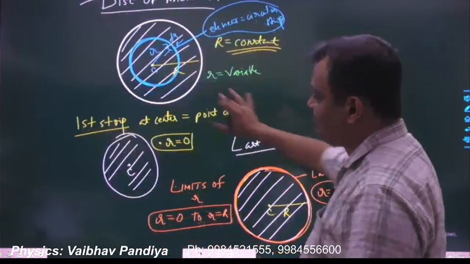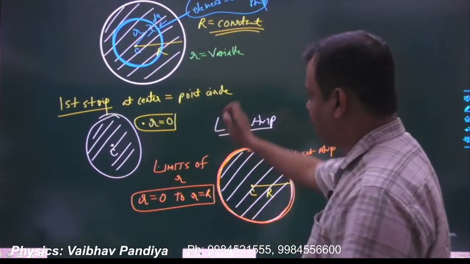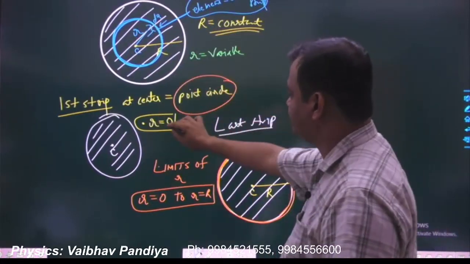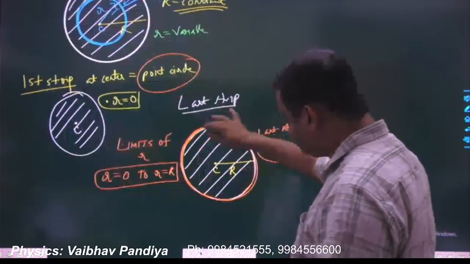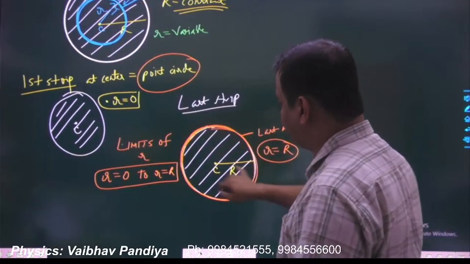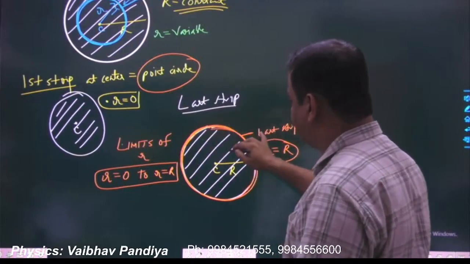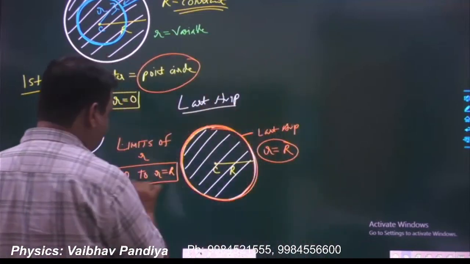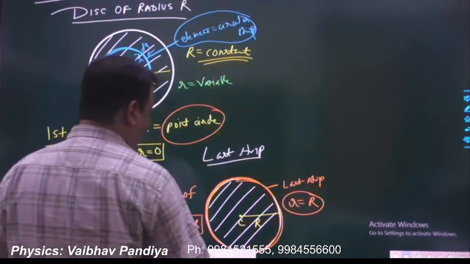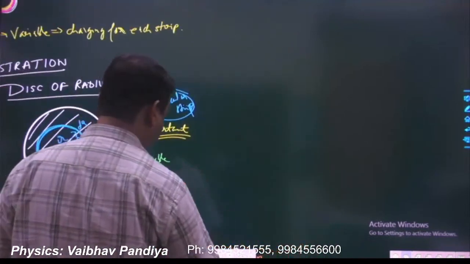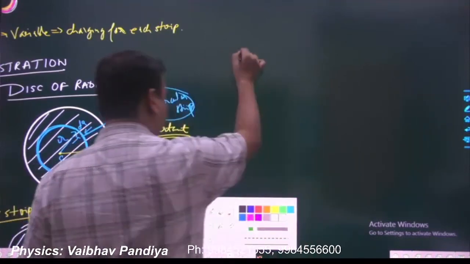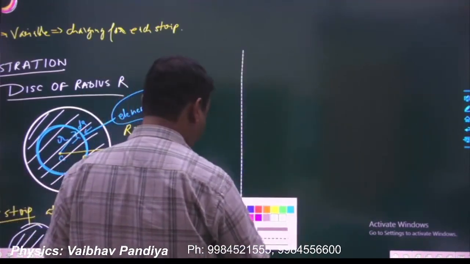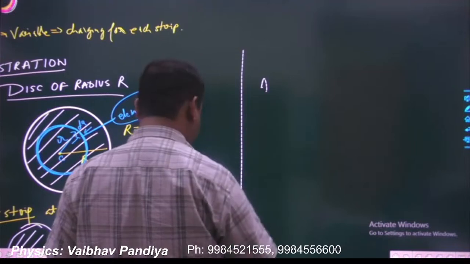Okay. First strip will be at the center, which will be a point circle. So for this strip, small r will be 0. Last strip will cover the boundary or the circumference or the periphery of the disk, and for this, small r will be capital R. Okay, so r will run between 0 and capital R. Now we will come to the second skill: what is the area of a strip?